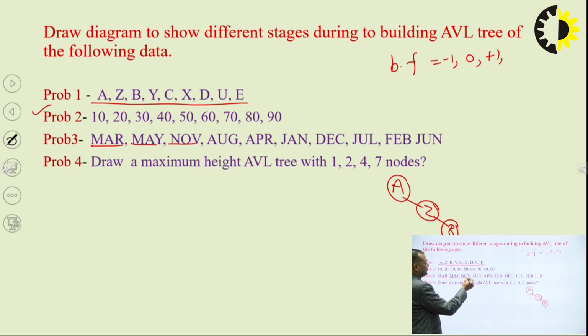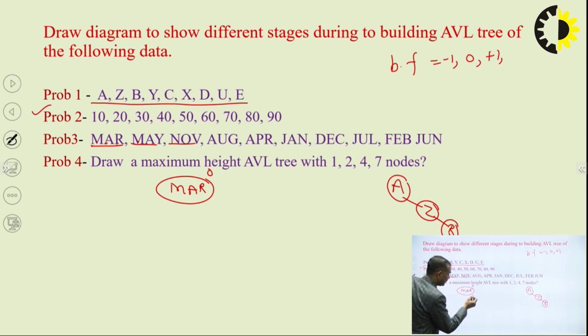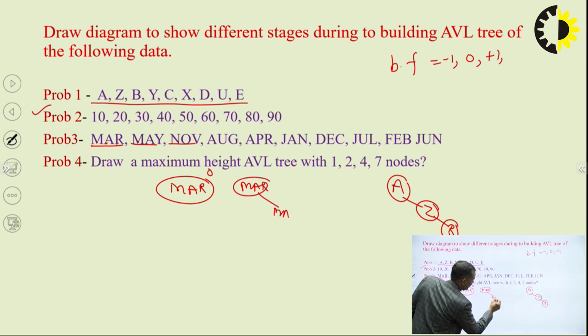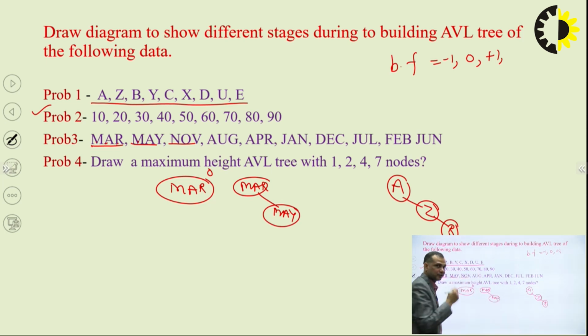Some values are being asked: March, May, November, August. When we insert, this is not with the month name. Firstly, when we draw, we insert March, MAR. Its balance factor is 0. When we insert M, we compare M to M, both are the same. Then we compare A to A, both are the same. Then we compare R to Y. Y is larger, so it goes here on the right side. Again we find the balance factor. So we draw the tree.